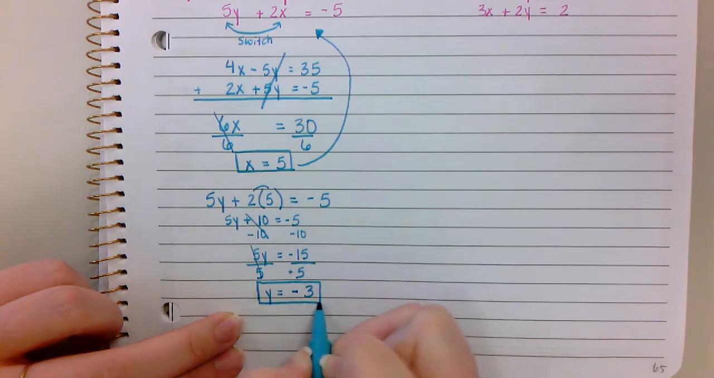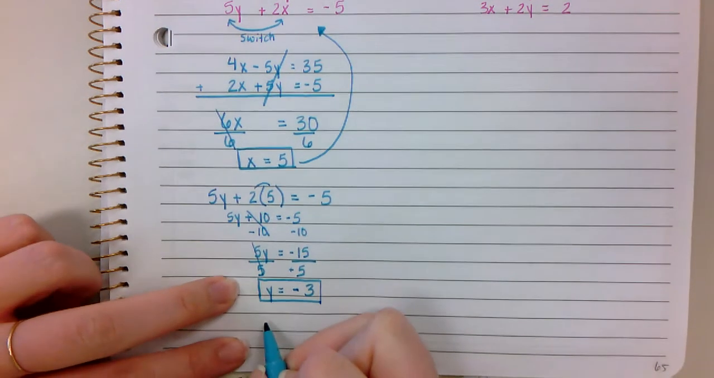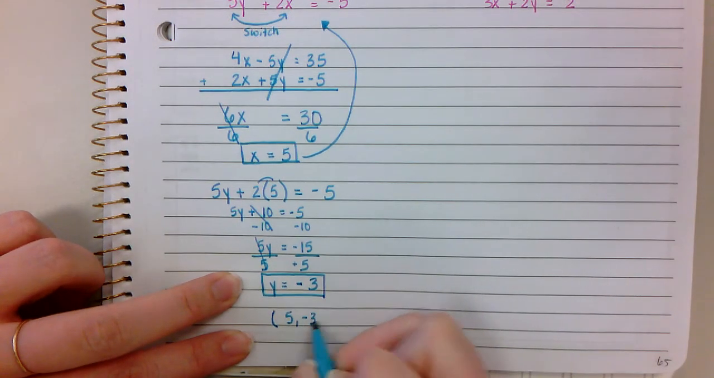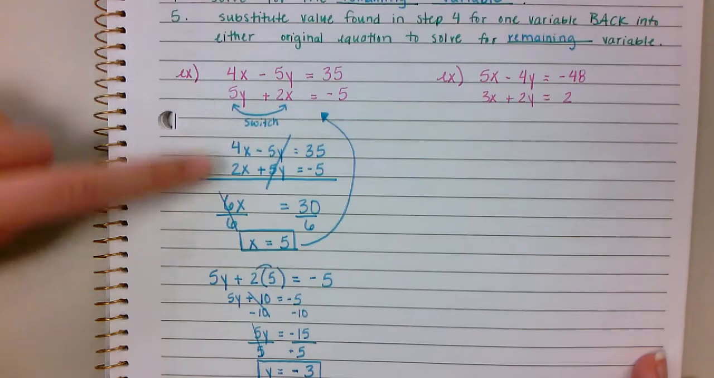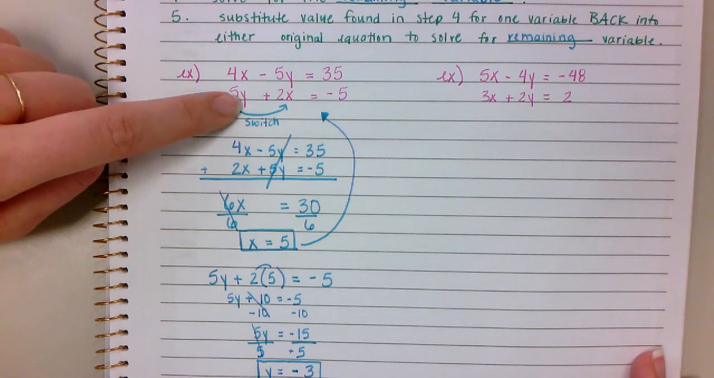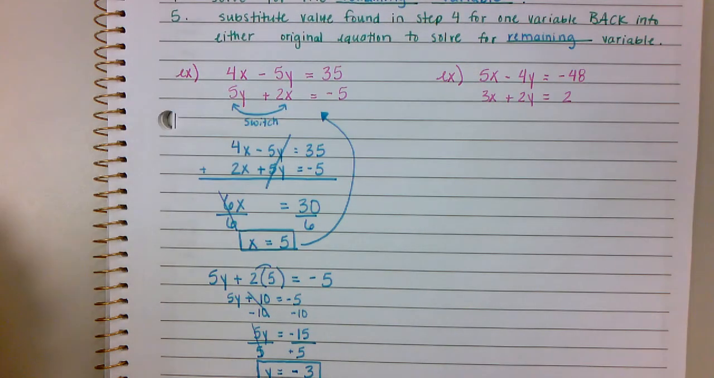So the answer is 5 and 3. You can also write it as an ordered pair if you like. The x value is 5, the y value is negative 3, meaning there is one solution to the system of equations. And you can also get these to where the y is by itself and get it into y equals mx plus b format and graph them and see if they cross.